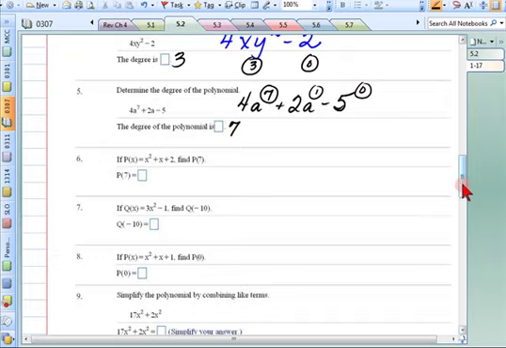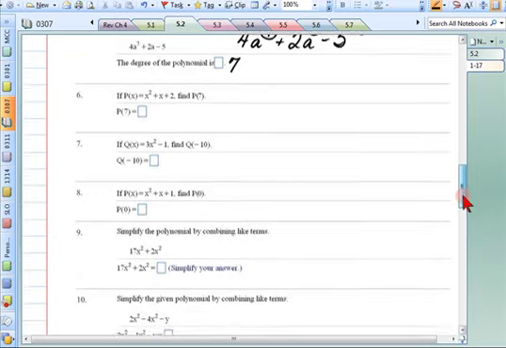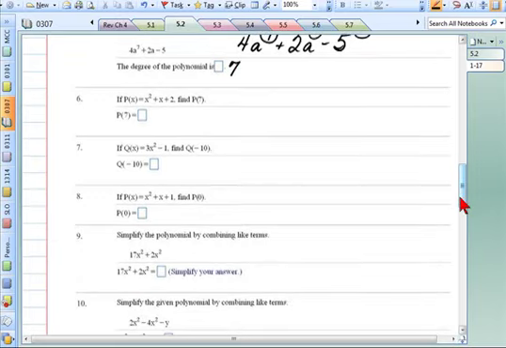All right, the next couple of questions are about function notation, polynomial function notation. So I start out with p of x is x squared plus x plus 2.